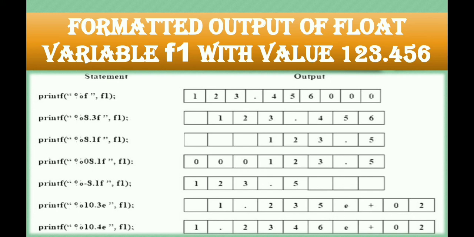And here you can see 1.235. That means after the decimal point only 3 characters will be visible, same as in the last one. After the decimal point 4 characters will be visible, and then the e shows the exponent value. So this we have discussed, the formatted output of a float variable.